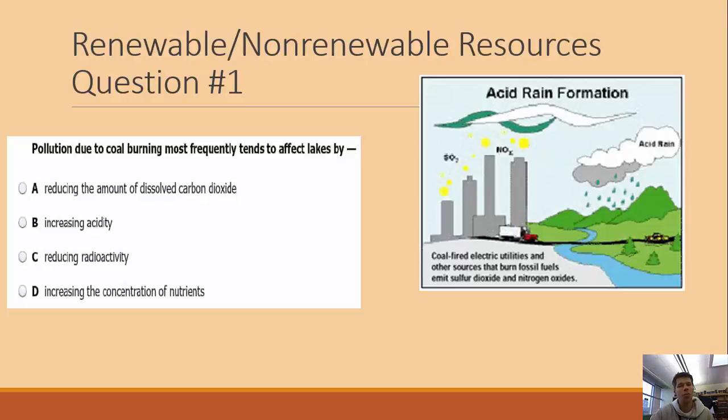Pollution due to coal burning most frequently tends to affect lakes by... the pollution that comes out of these coal-fired electric plants, that sulfur and the carbon dioxide, all those emissions get into the atmosphere, and then when the atmosphere comes back down in the form of rain, eventually that rain is a little bit acidic and it gets into the lakes and rivers, and that increases the acidity of the lake.